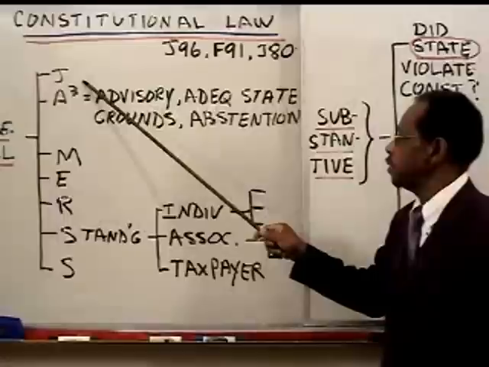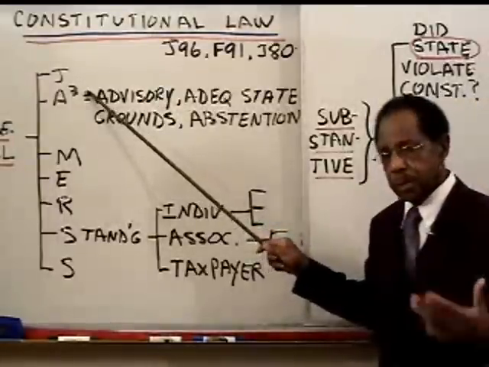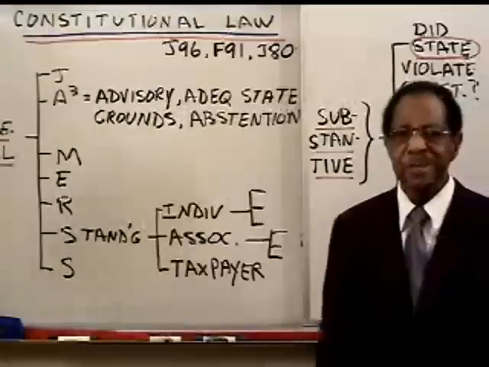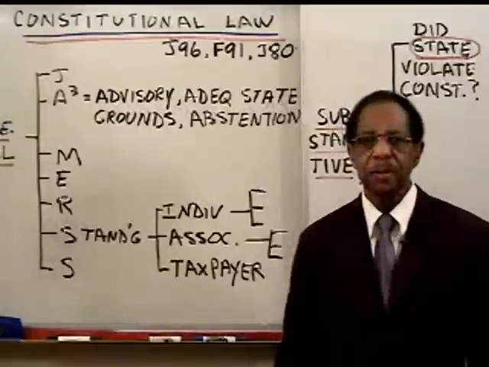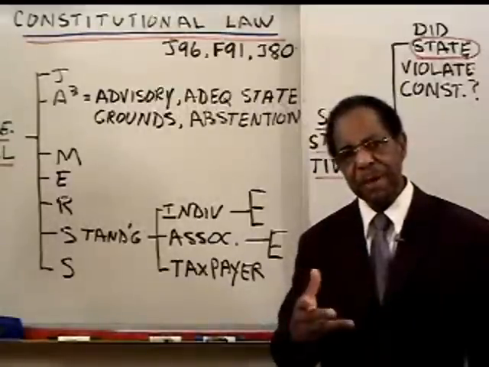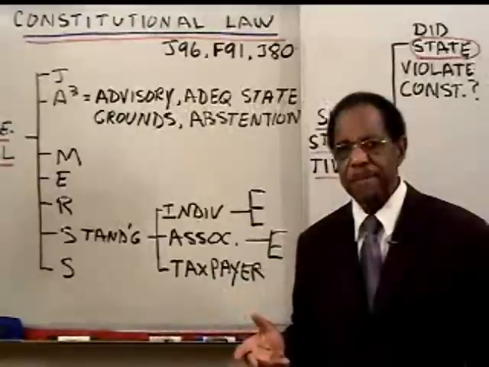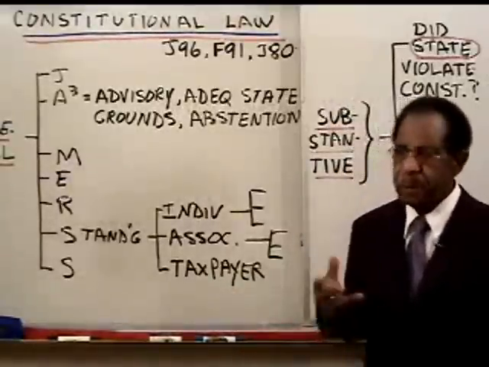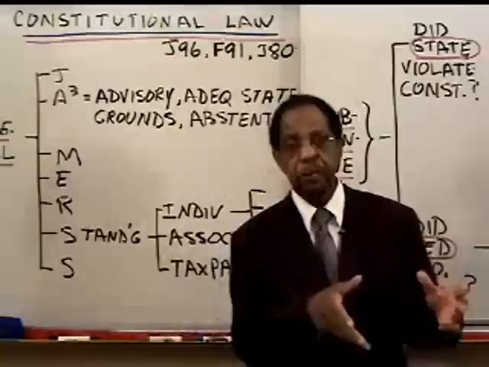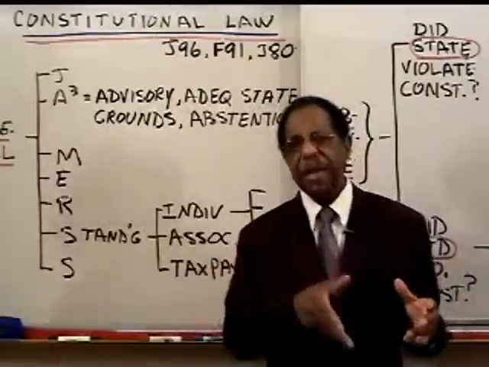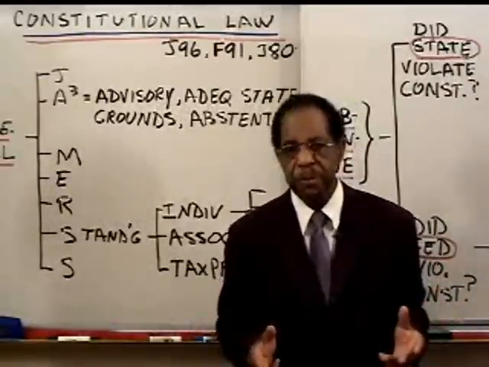J is for justiciable. In order to get into the federal court system, your dispute must be a justiciable dispute. What do we mean by a justiciable dispute? We mean it is a dispute that can be resolved by the courts, by the justice system. And in order for a dispute to be resolved by the justice system, there must be rules which can be applied, rules of law which can be applied to resolve the dispute.